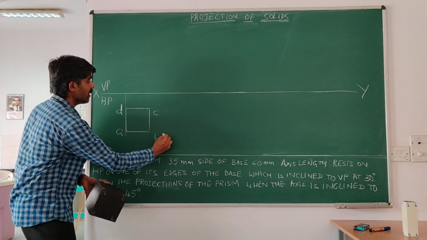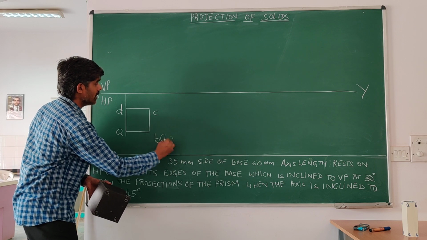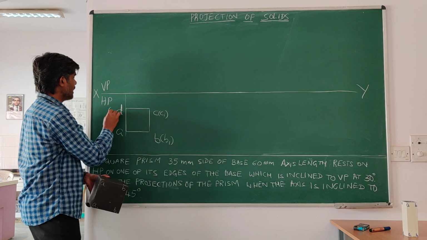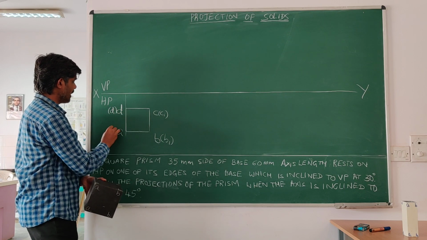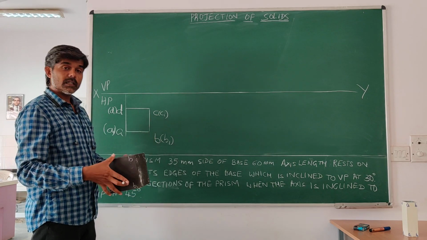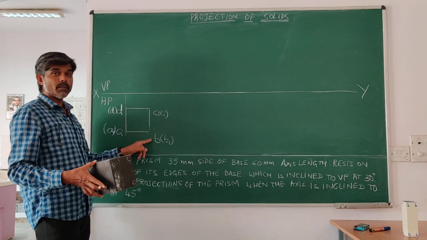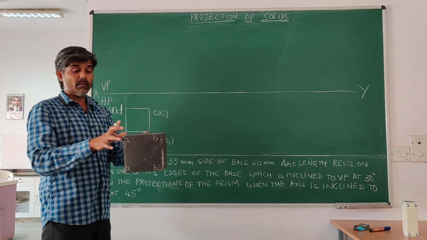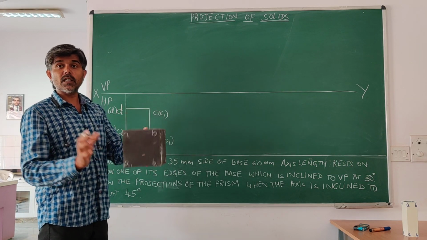That's why I will be naming them in brackets: B, B1, C, C1, D, D1, A1. That is the difference. In the plane you would have just got ABCD, but here we have 4 corners plus 4 corners, a total of 8 corners.